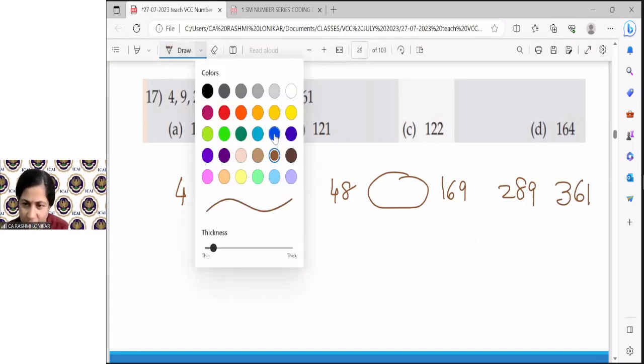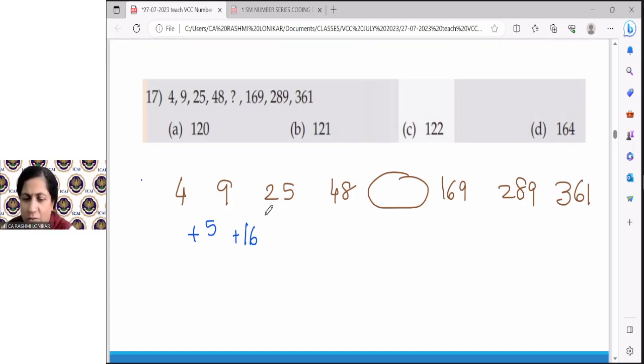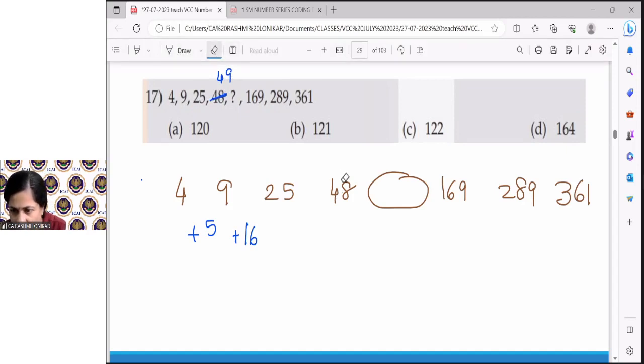Let me see what the difference is. How much is this? Plus 5. What is this difference? 25, that is 16. Okay. Then what do I have? Oh. Okay, 17th, yes, sorry. That is why I was not getting. The question here is incorrect. This is 49.